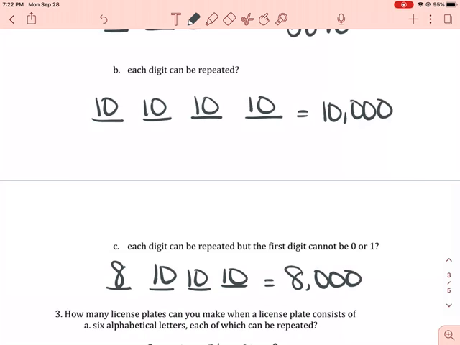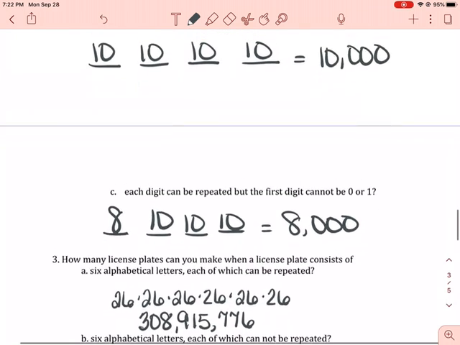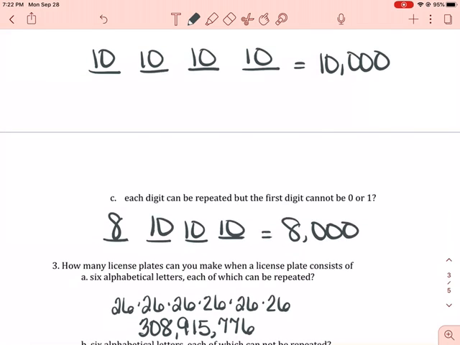All right, let's see how you did. We have license plates here. It consists of 6 alphabetical letters. By the way, I hope you all know that there are 26 letters in the alphabet. People ask. Each of which can be repeated. So if you can repeat, then there's 6 26s.